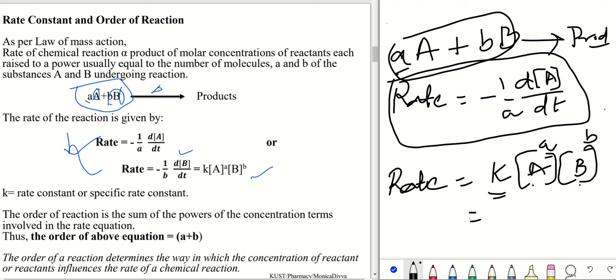The most important thing here is that the summation of the number of moles of A and B represents the order of the reaction. So always remember, we need to sum up the number of moles of the reactants participating in a reaction to get the order of a reaction. How important is this order of reaction? Now let's get into the point.